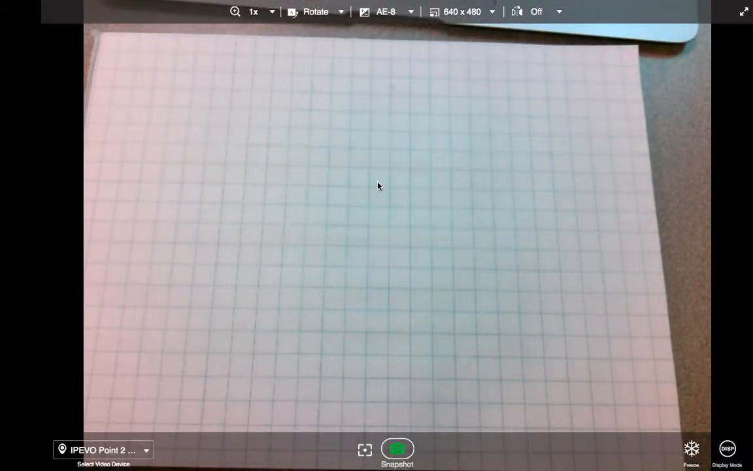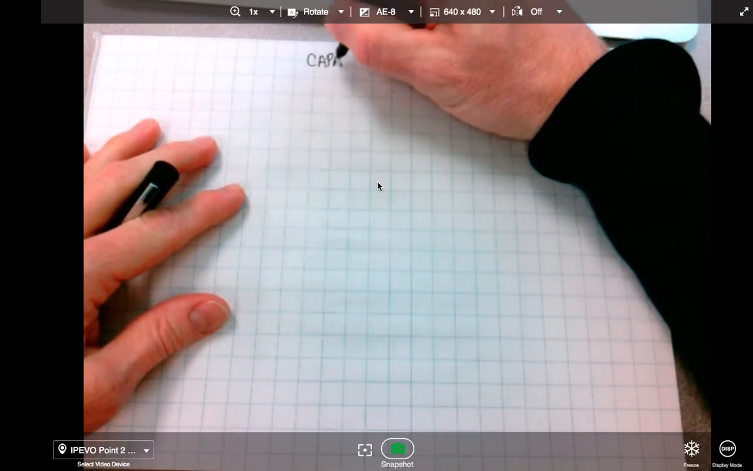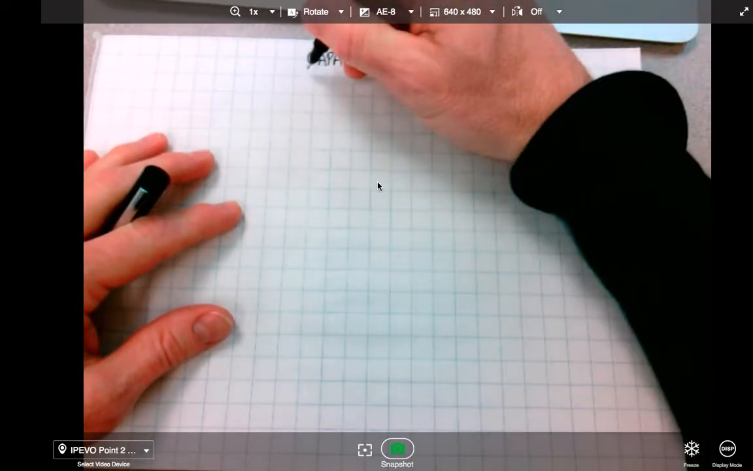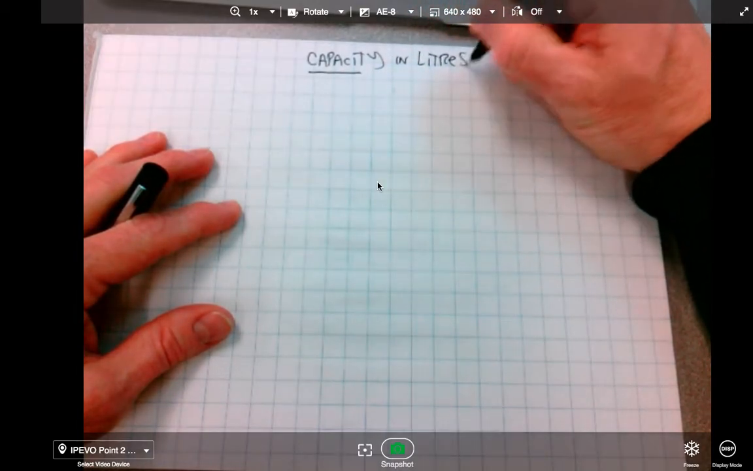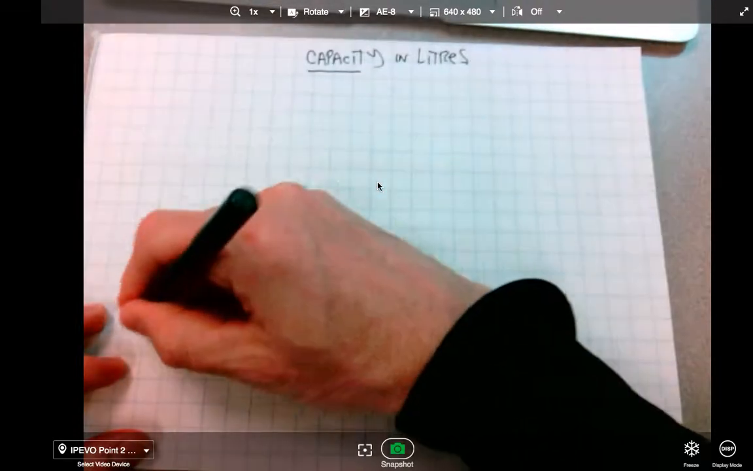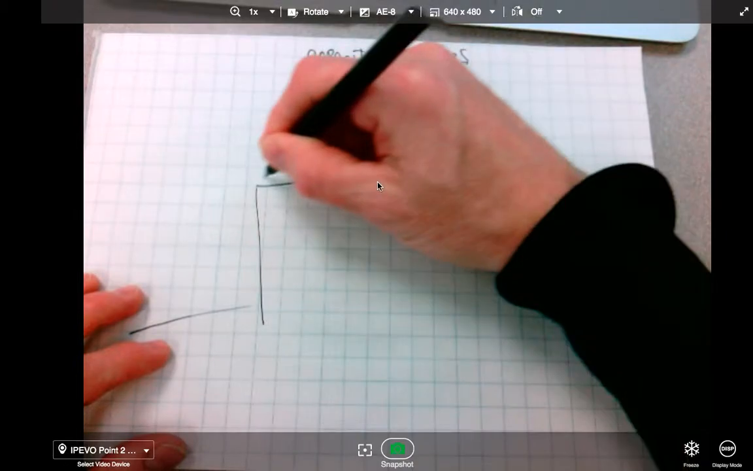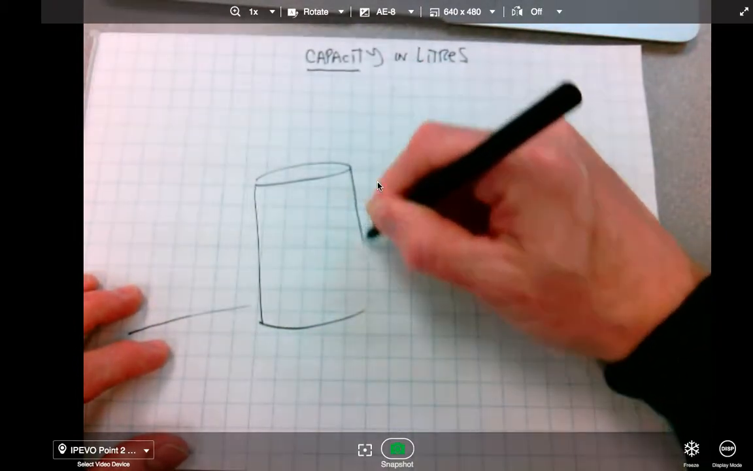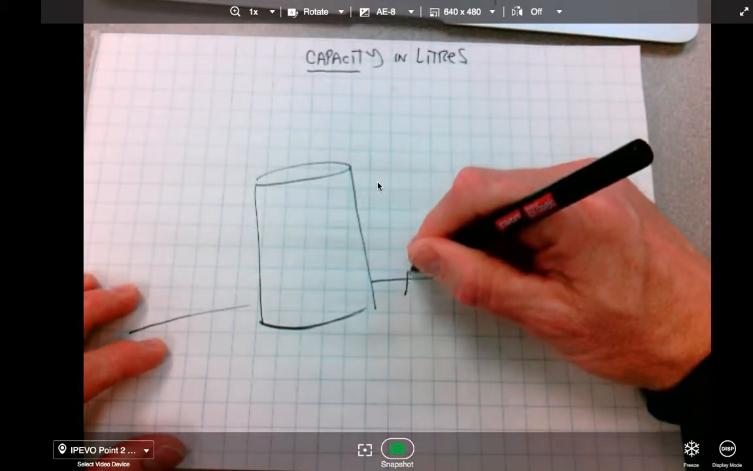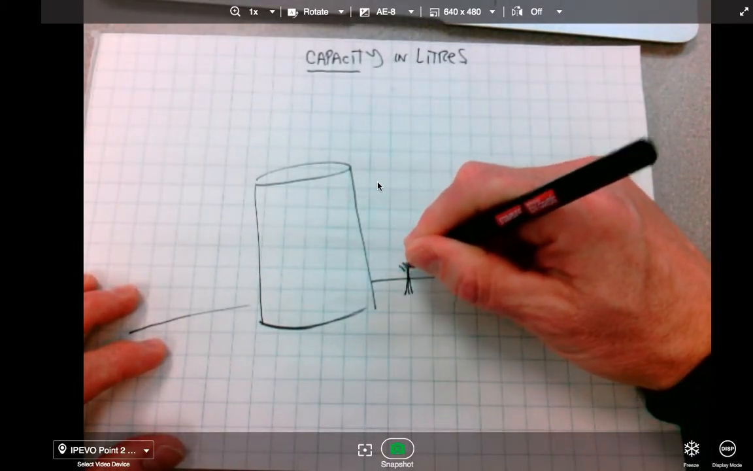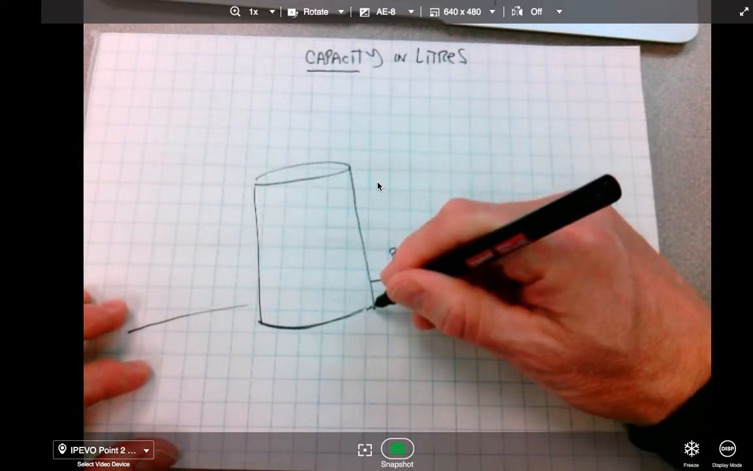So this is a video about finding the capacity of a cylinder in liters. So let's imagine we have a massive cylinder. Here's the giant cylinder, and we're going to make it quite big. In fact, it's so big that this is the size of a tree. So there's a bit of a comparison of the size of it.